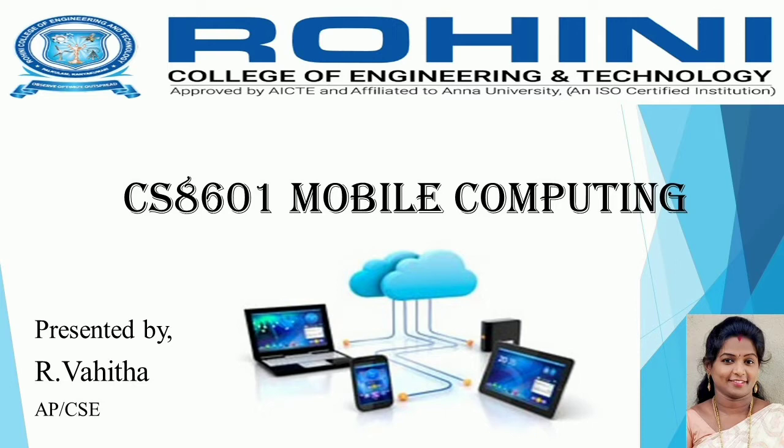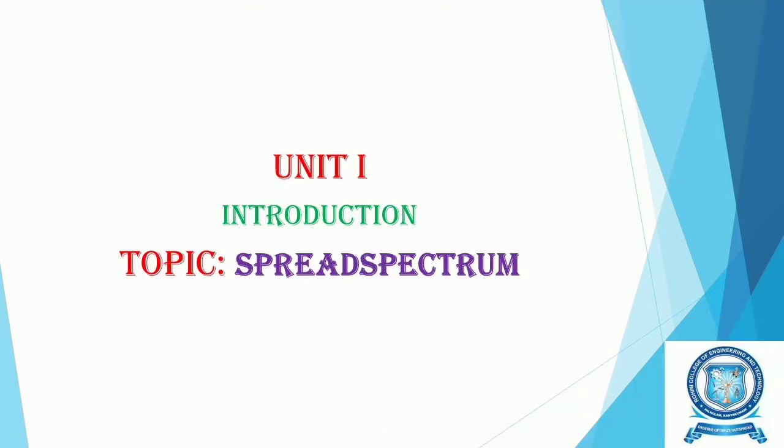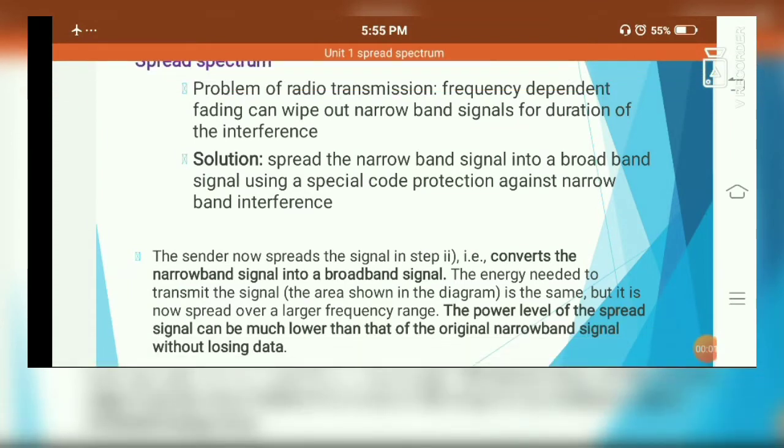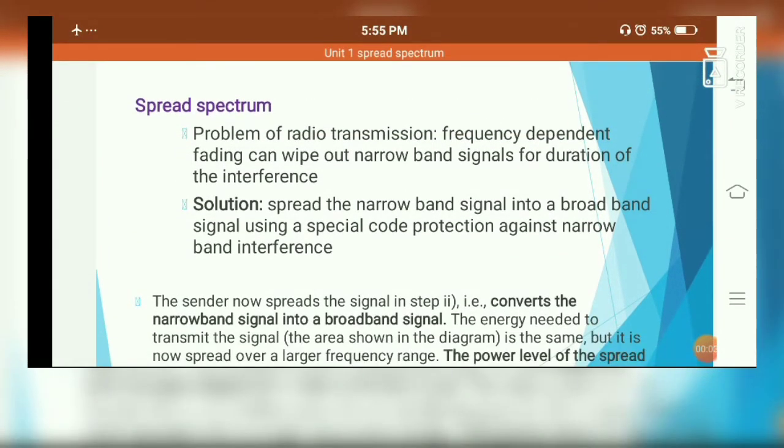I am here to explain a few concepts of this course, CS8601 Mobile Computing. We are going to see Unit 1, Introduction. The topic explained here is spread spectrum. The objective of this topic is to be familiar with the concepts of spread spectrum. Let's see something about spread spectrum.